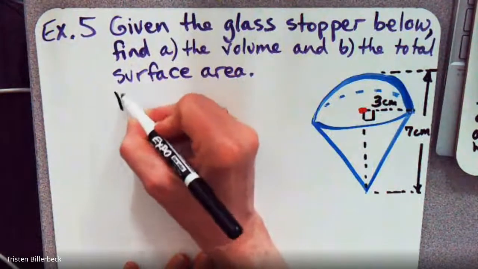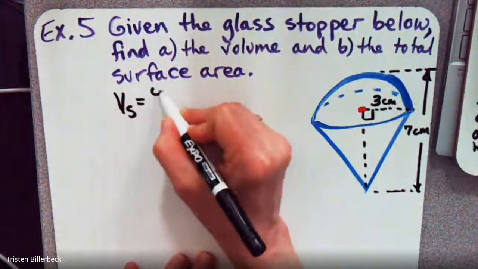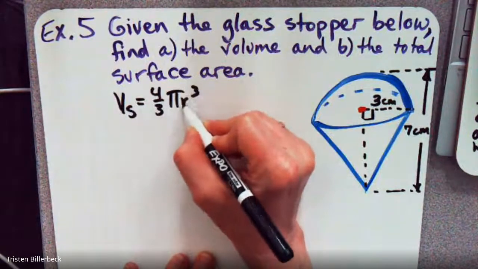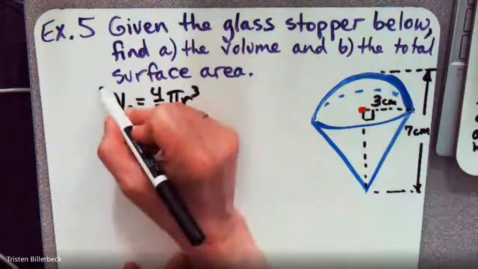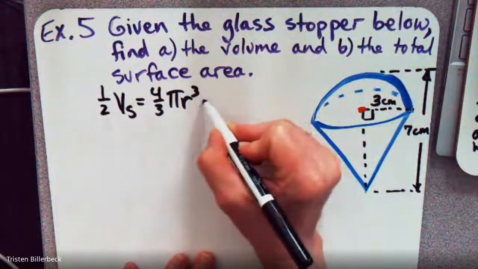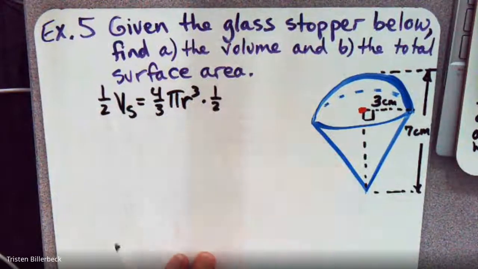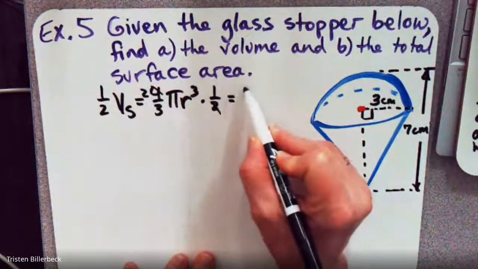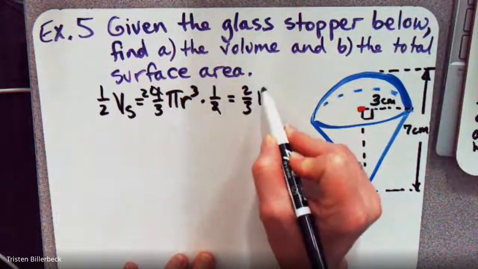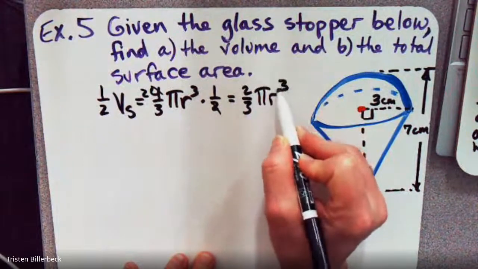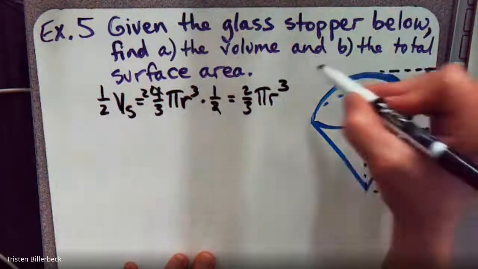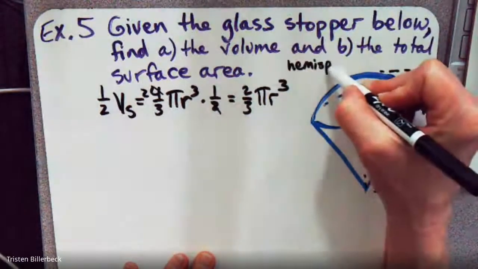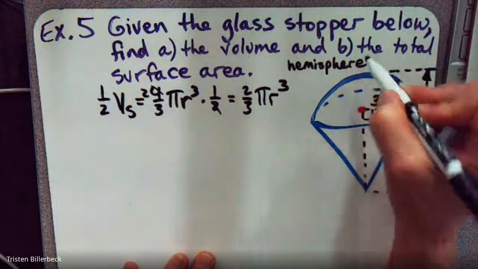So the volume of a sphere, again, is 4/3 pi r cubed. But we're only dealing with half. So we're going to do half the volume here. Okay, which would make that a 2. So this ends up 2/3 pi r cubed for a hemisphere. So that is, a hemisphere is half of a sphere.